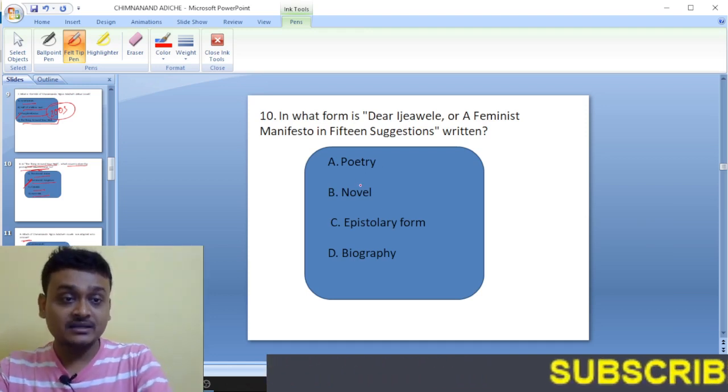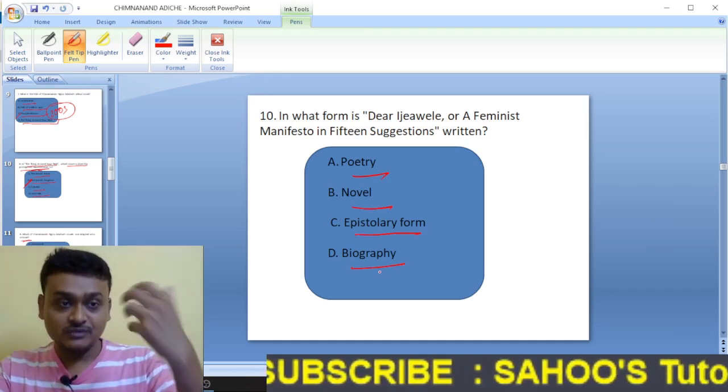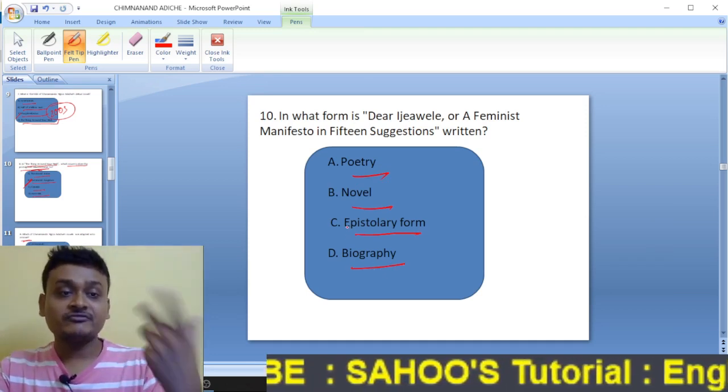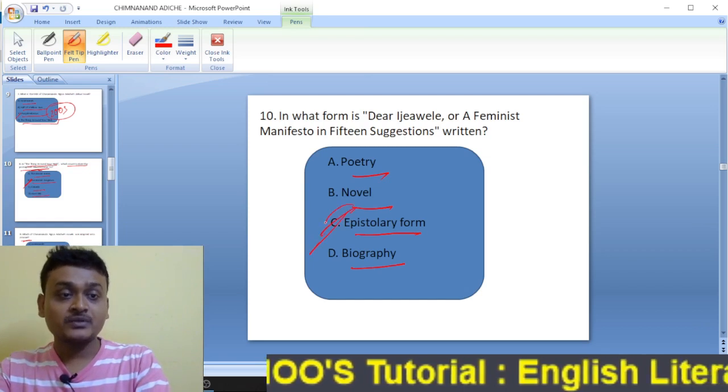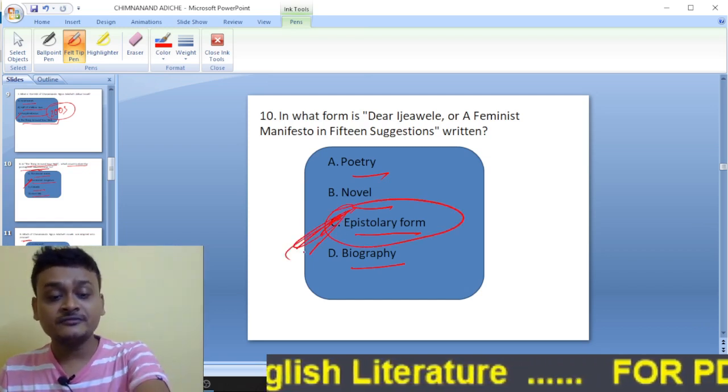Now the options are poetry, novel, epistolary form, biography. It was actually written in epistolary form. In the form of epistolary. So here C is the right option. It was written in epistolary form.